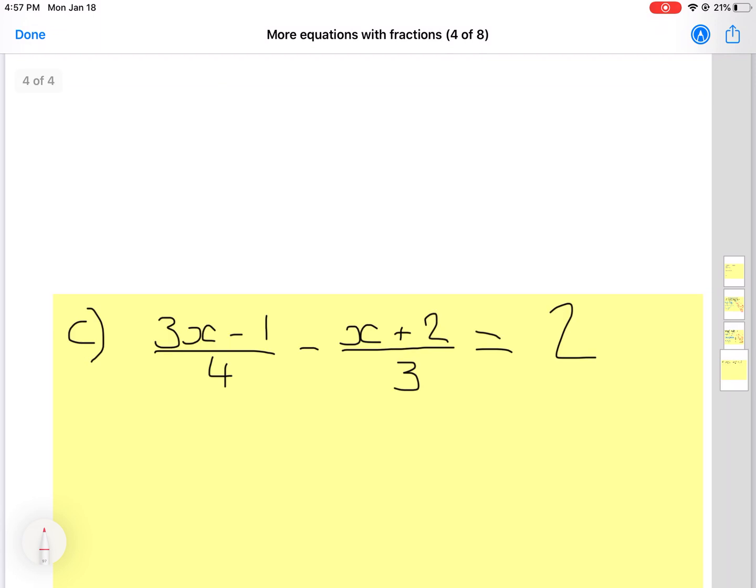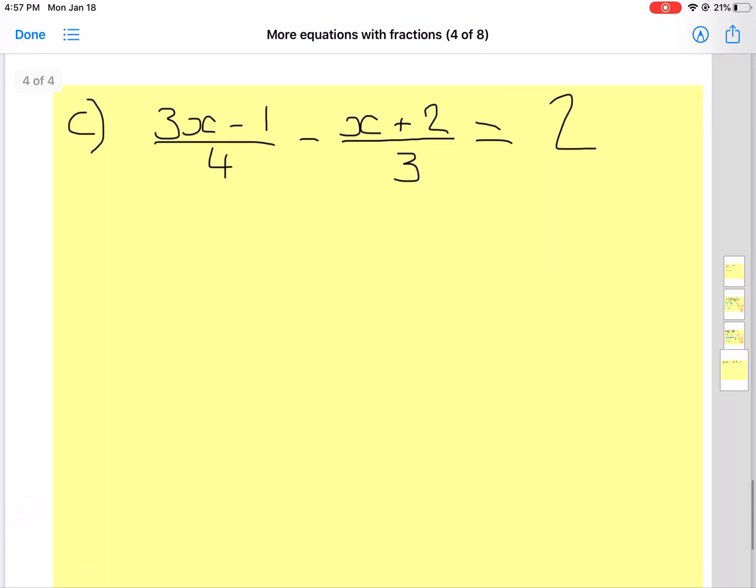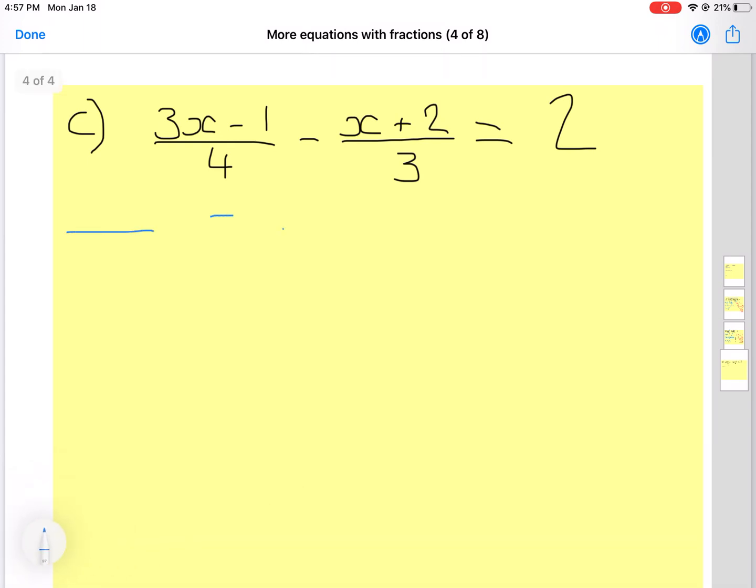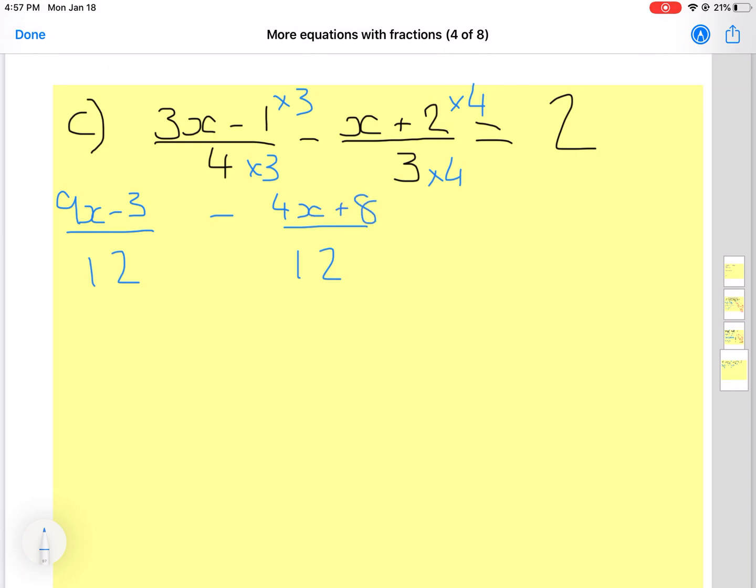Okay. Lastly, I've got one more, which is a negative in the middle, just to give you a bit more practice on these, okay? So, common denominator for these two is going to be 12, as we can times the first fraction by 3 and the second fraction by 4 to get our 12. Now, the top of the first fraction becomes 9x take away 3, and the top of the second fraction becomes 4x plus 2 times 4, which is 8.